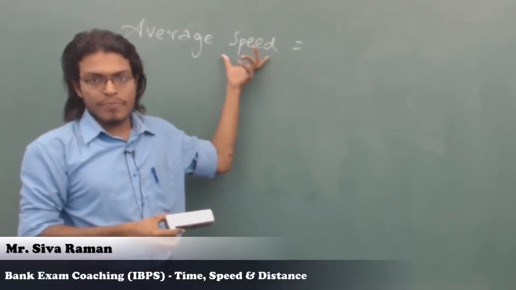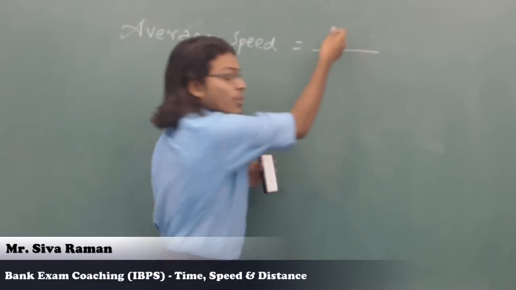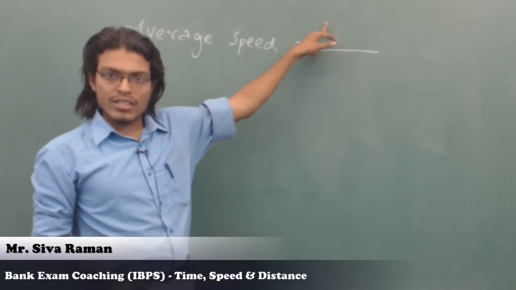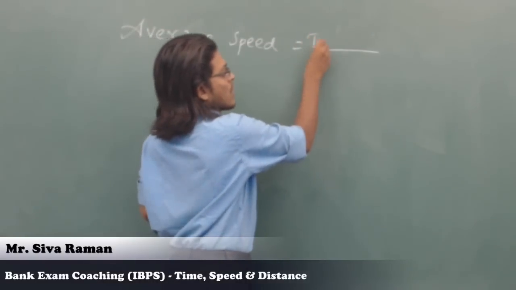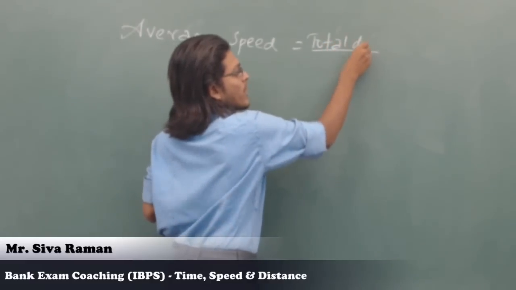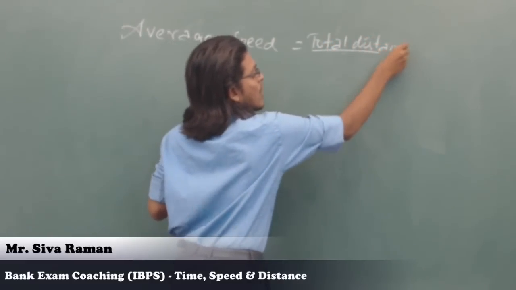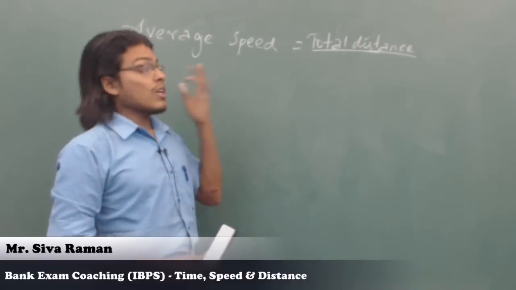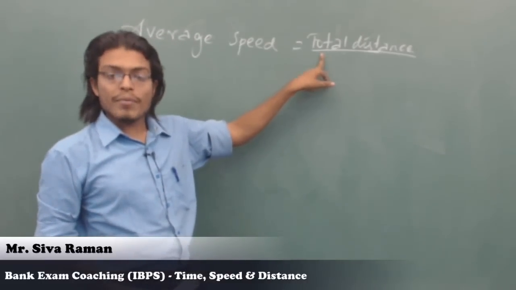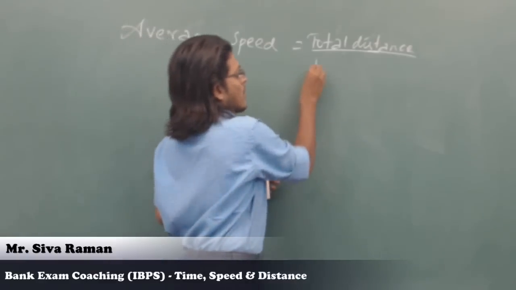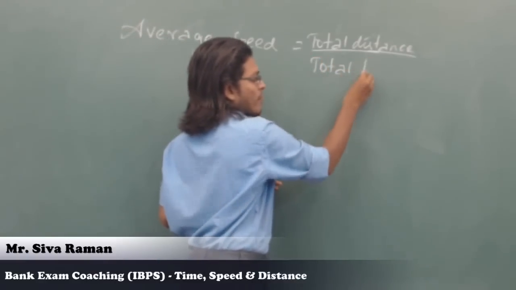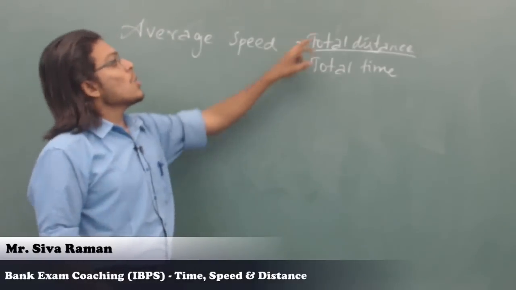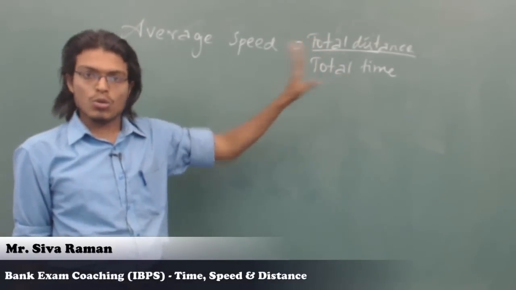This is a speed parameter, right? So we have a numerator and a denominator. When it is speed, the numerator has to be a distance parameter. It is total distance. The denominator has to be a time parameter. It is total time. So average speed is nothing but total distance divided by total time.